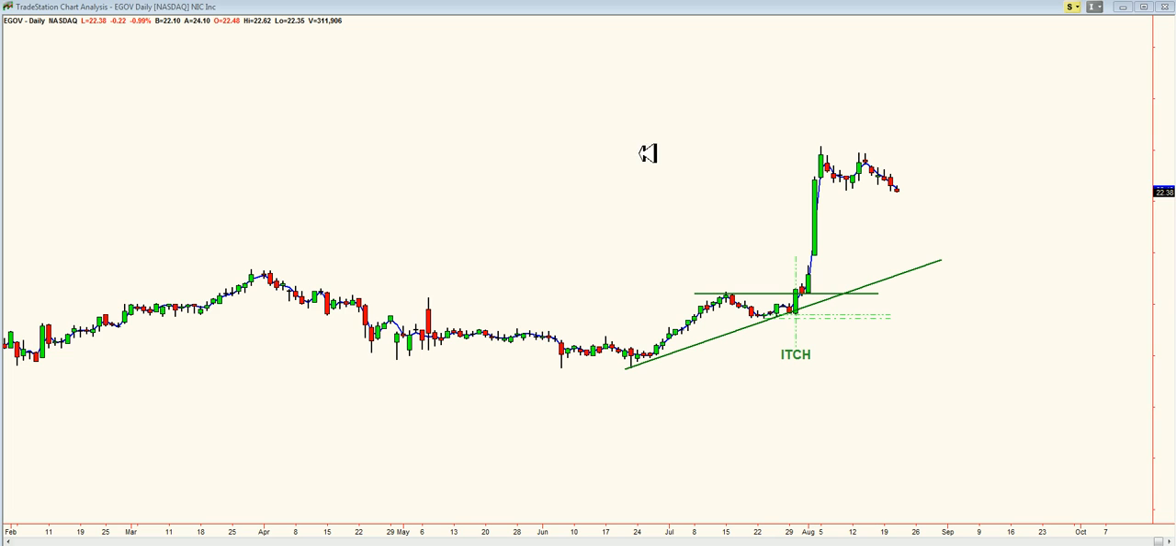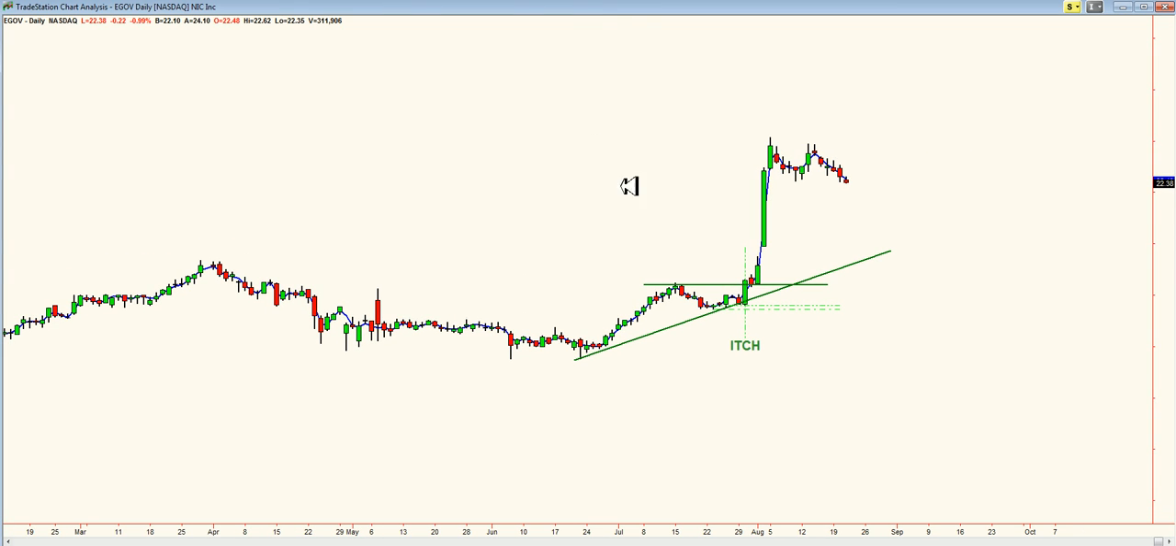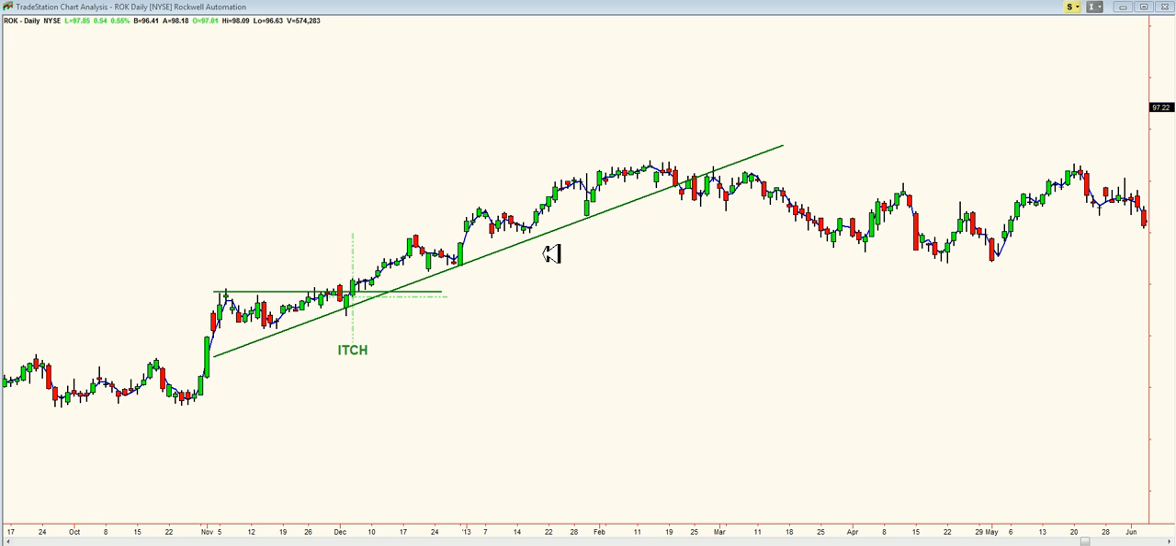Here's EGOV. Boy, don't you wish all of them worked like this. Nice move higher, pulled back, rested, and then ran again, broke higher. This is EGOV from August of 2013. Let's take a look. Here's ROK, Rockwell Automation.